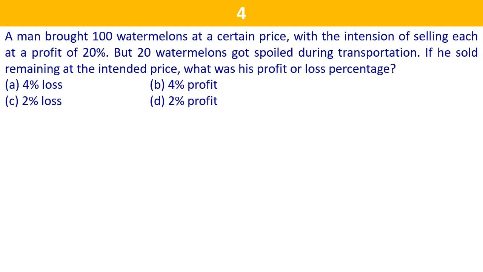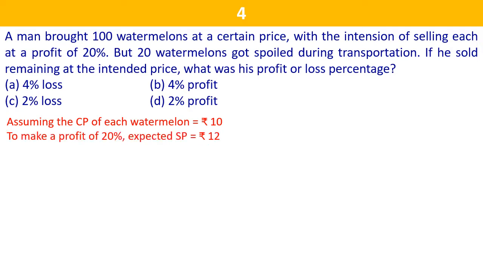Okay. Now let us assume that CP of each watermelon is 10 rupees. We have to assume some price, so we take a simple price like 10 rupees or 100 rupees. So let us assume the cost price of each watermelon is 10 rupees. To make 20% profit, the expected selling price of each watermelon will obviously be 12 rupees.